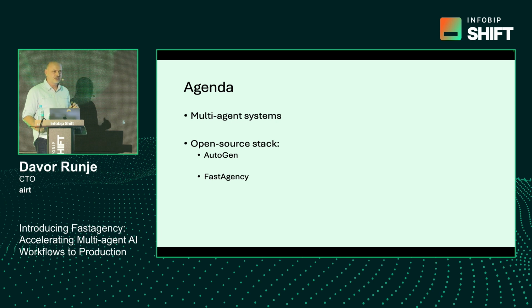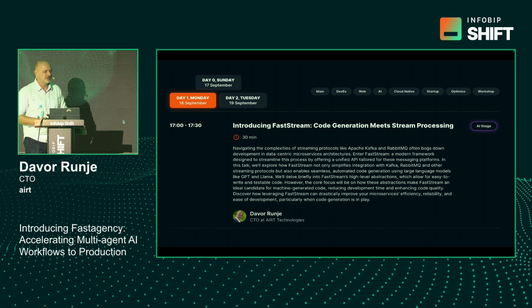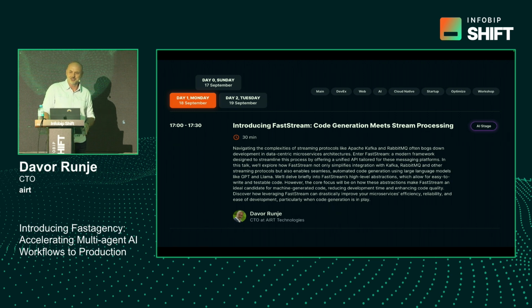I actually applied for this talk like a week ago, which is obviously too late, because the library was just released on Friday. The reason I wanted to do it is that last year I was here, in the room next to this one, introducing FastStream, another open source library that we had just developed. It's kind of a lucky charm to present at InfoBip Shift.